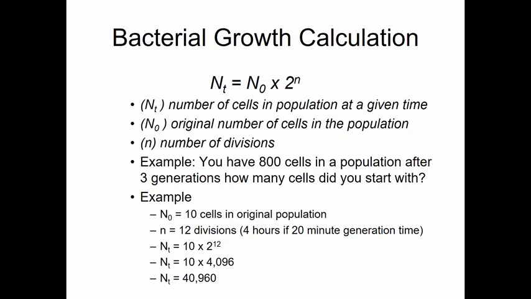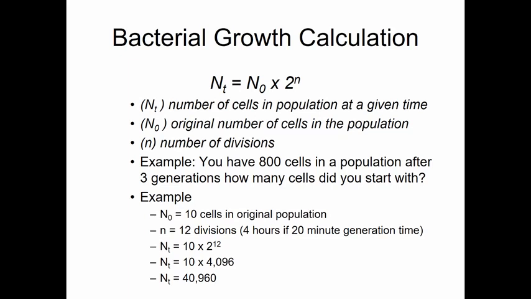If we had 10 cells in an original population and we allowed 12 divisions to occur, how many cells do we have in our final population? 2 to the 12 is 4,096 times that 10 original number. Our final population number is 40,960, okay?